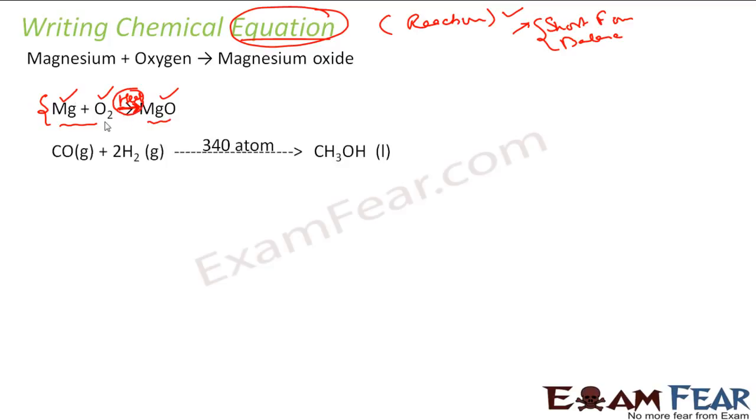For example, you have another scenario. We have carbon monoxide plus hydrogen, both were gases, and we provided some 340 atm pressure. We got CH3OH, and this is the liquid, in short form L. I'll explain to you what all these L, G mean.